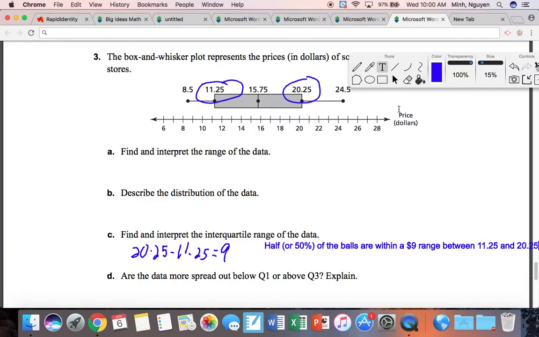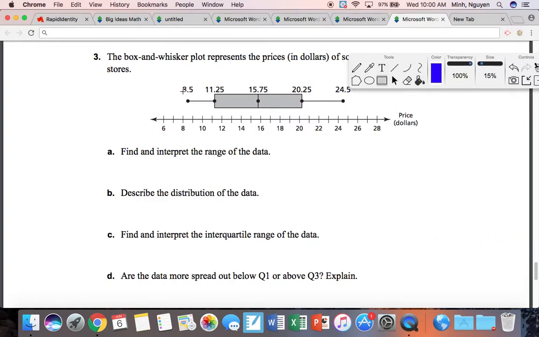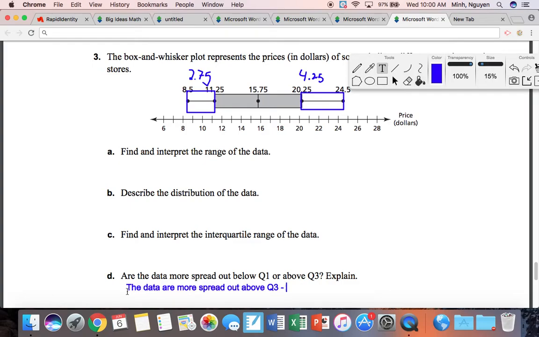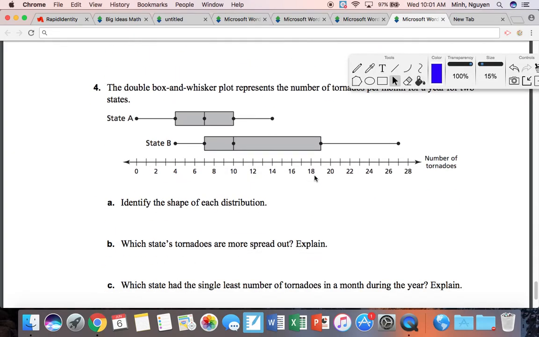Are the data more spread out below Q1 or above Q3? This is just a visual thing. What is more spread out? 8.50 to 11.25? The difference is 2.75. Or 20.25 to 24.50, which is 4.25. Which number is bigger? This one, 4.25. So you'd say the data are more spread out above Q3. The range between greatest and Q3 is higher. Another way of looking at it is the right whisker is longer. You could also just say that. I tell you both just so you have more options in understanding this.